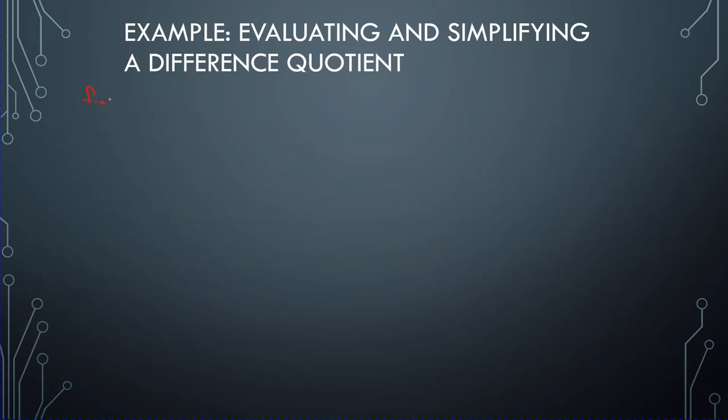So find the difference quotient. And just so we're clear, what is it? It's f of x plus h minus f of x over h. And let's just look at this one. Okay, let's look at f of x equals x squared plus 1.